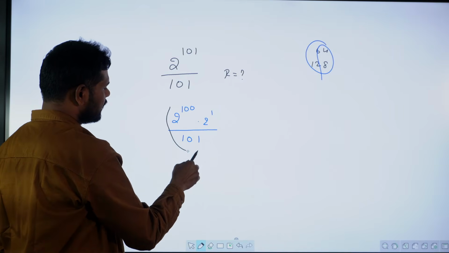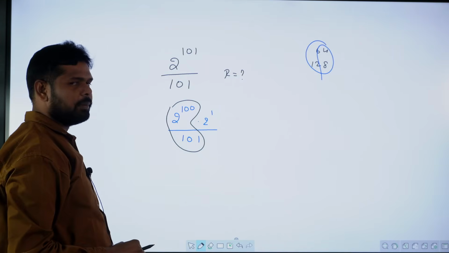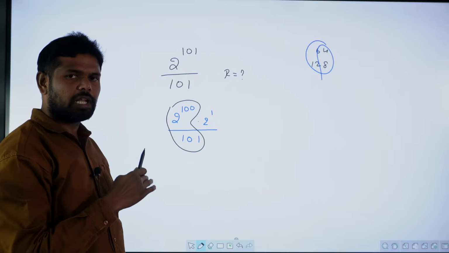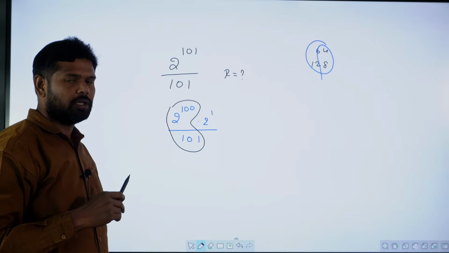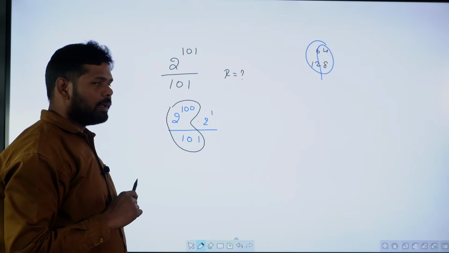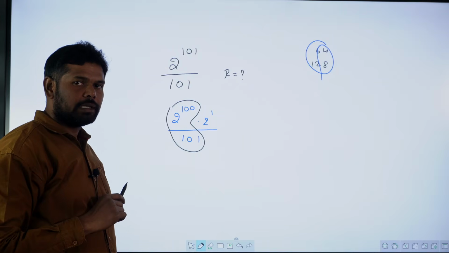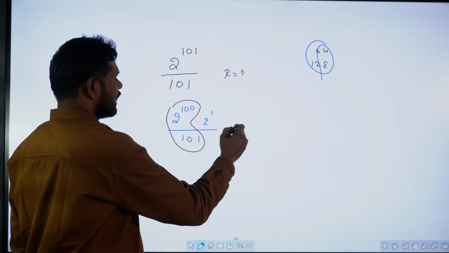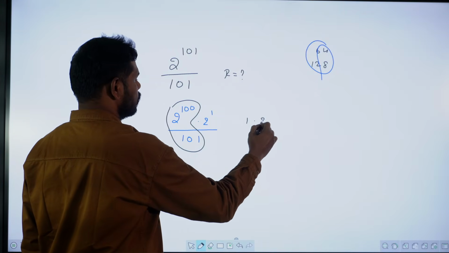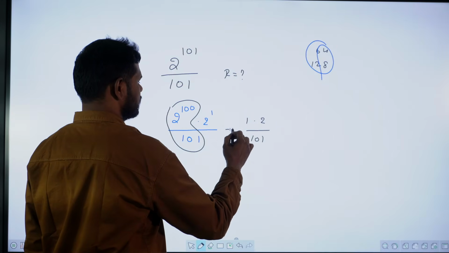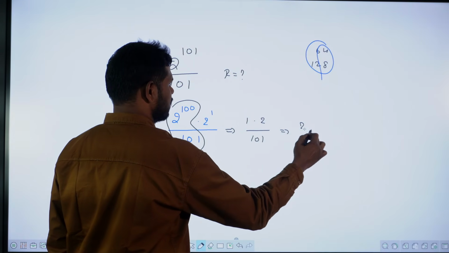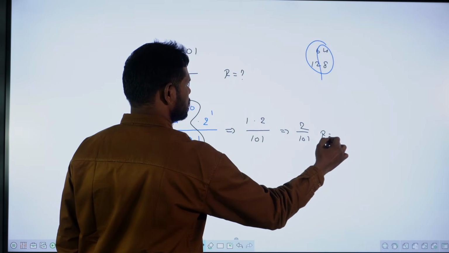So any number in the form of n power p minus 1. I mean, 2 and 101 are both prime numbers, so definitely co-primes. So 2 power 100 by 101 gives remainder 1, into 2 by 101. That's it. So here 2 by 101, the remainder is how much? 2.